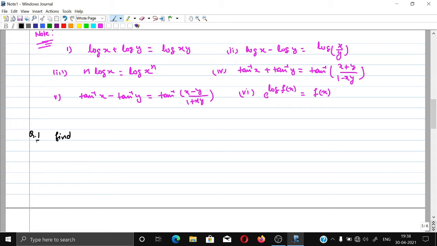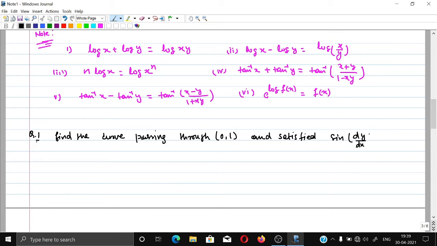Find the curve passing through (0, 1) and satisfying sin(dy/dx) = c.